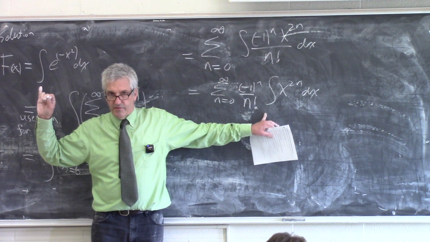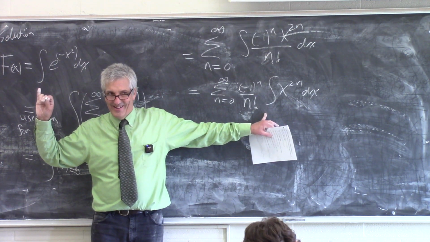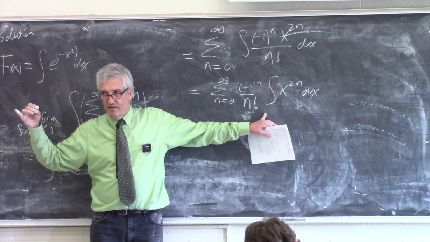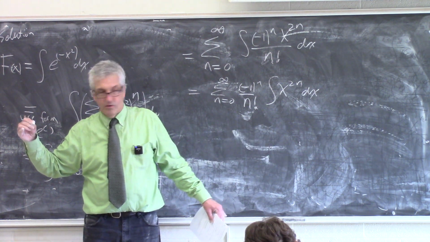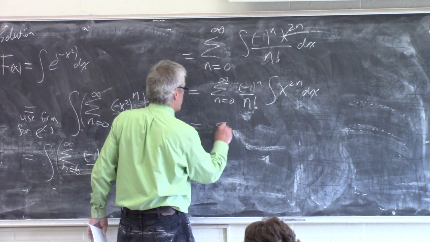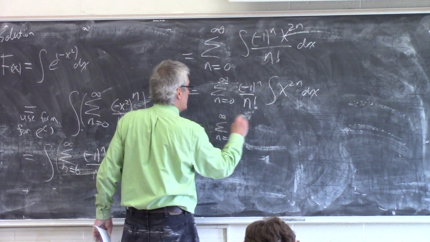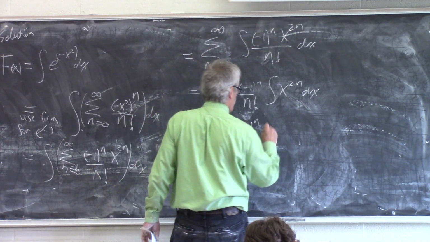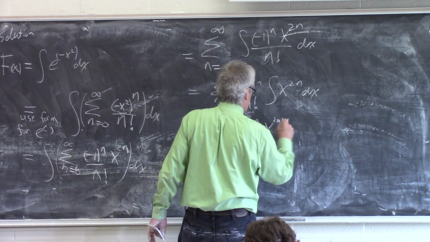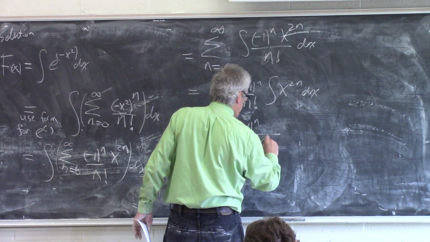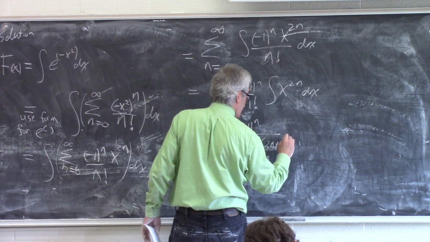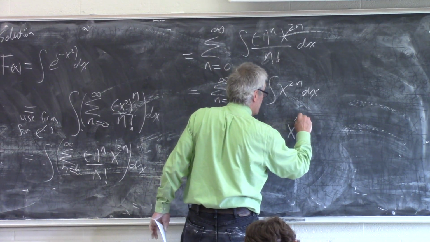Liam, I thought you were going to raise your hand. What is that? Power rule. Good. So this is going to be the sum as n goes from 0 to infinity of minus 1 to the n over n factorial x to the 2n plus 1. Oh, and I should put this on the bottom. 2n plus 1 over here with the coefficients, and then we have x to the 2n plus 1.